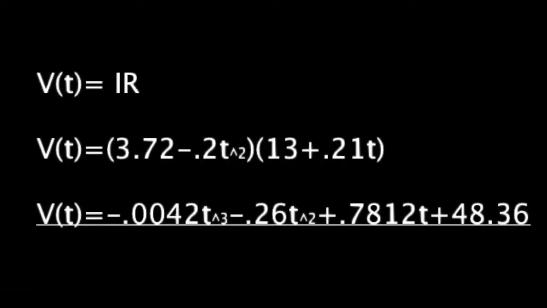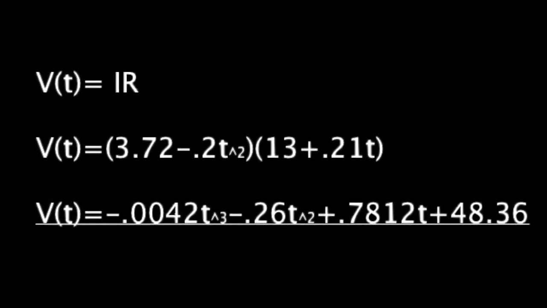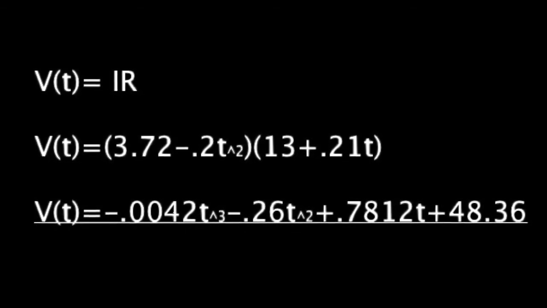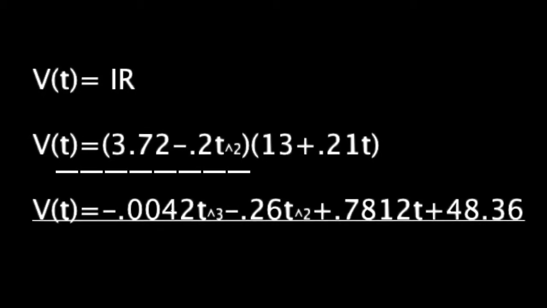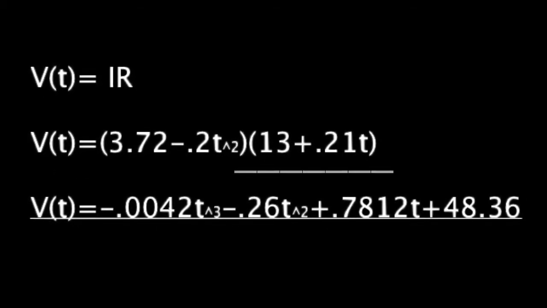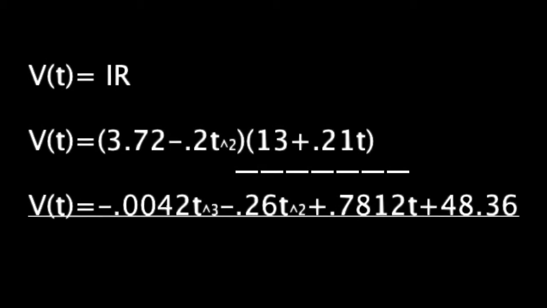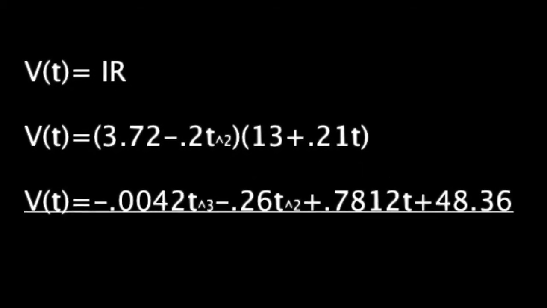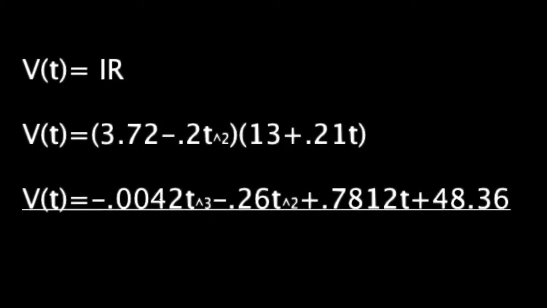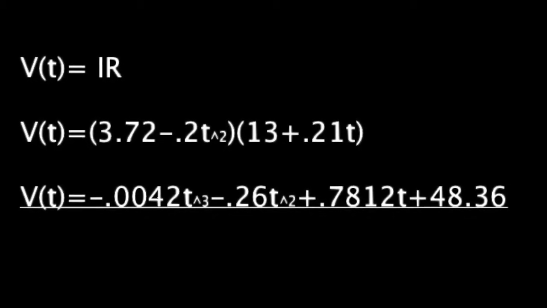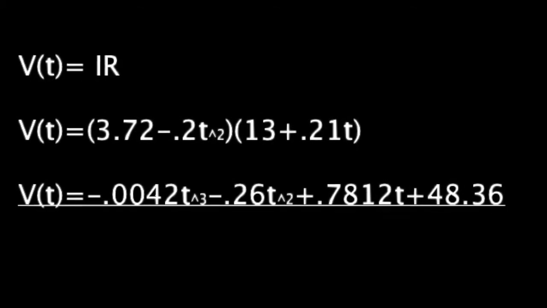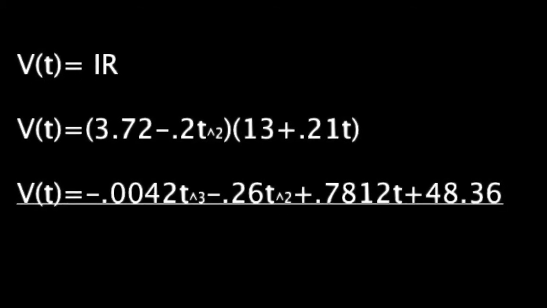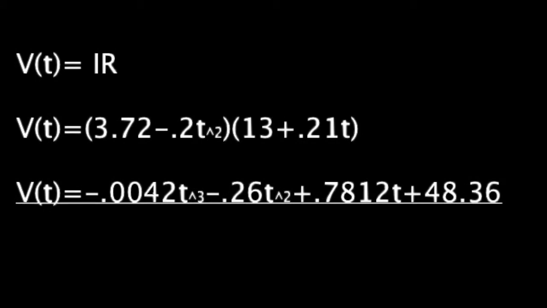Our goal in part A of this question is to develop a function of the voltage in terms of time. Now we know that the voltage is equal to the current times the resistance, and the current is a quadratic function where the resistance is linear. Therefore, we know that the voltage is going to be a cubic function. Now, as you can see, we have simply executed the steps outlined very clearly in order to develop our equation of voltage.